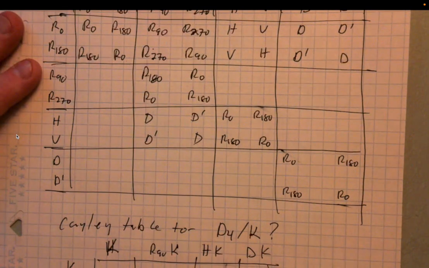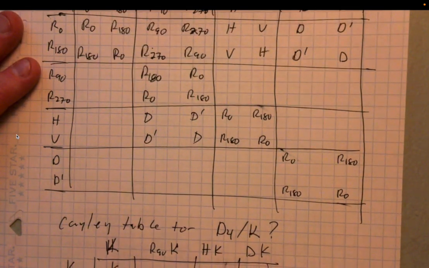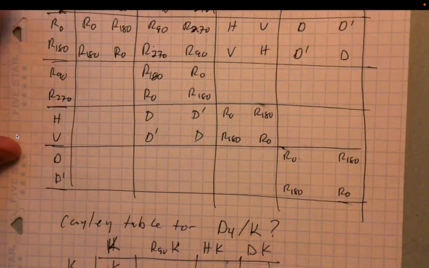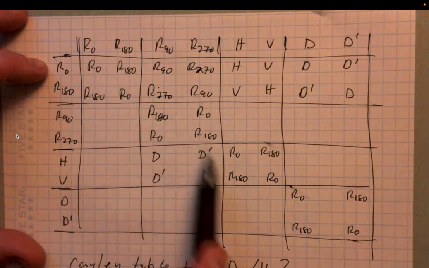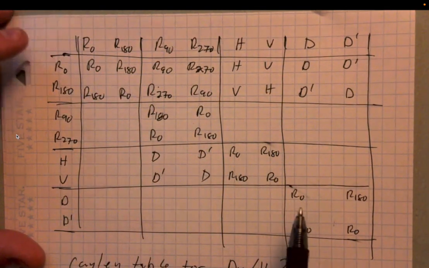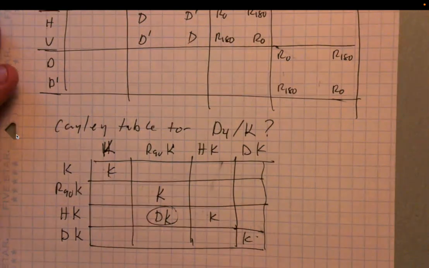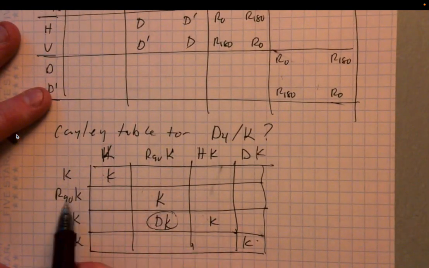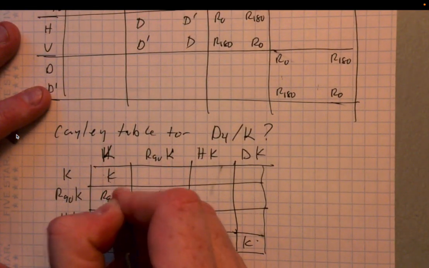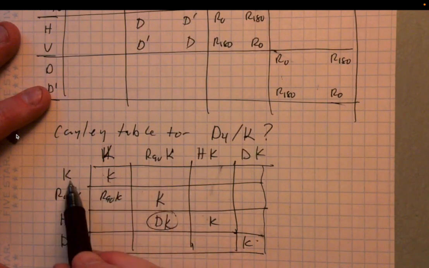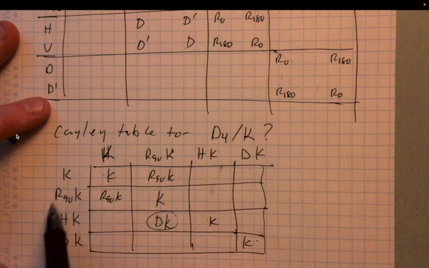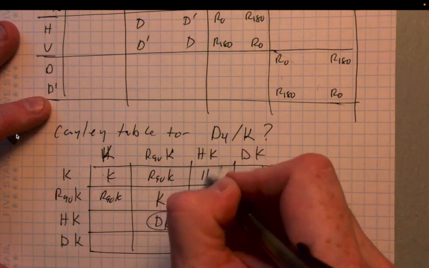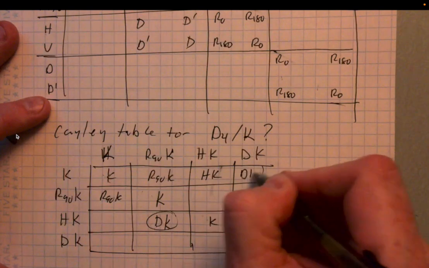Right, now over here, HK and HK, that's a K. DK and DK, that's a K. K and K, that's a K. So there's where you see the K's along the diagonal. Right, and you've got that here. Here's K, there's K, K, and K. All right, let's fill in the rest here. R90K and a K is an R90K. K and R90K is again an R90K. HK and a K is HK. DK and a K is DK.